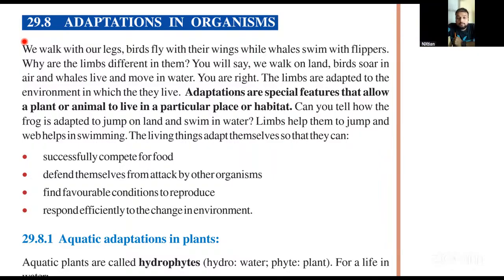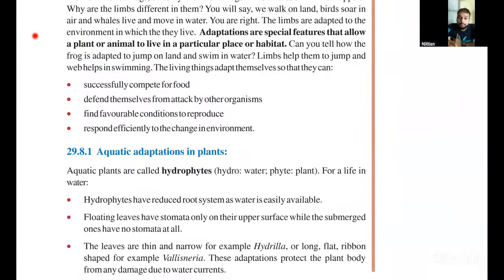So this is not an adaptation for them. Husky dog will not come to Rajasthan and change his fur and all. It won't be possible. Polar bear coming to the Thar Desert won't be there.